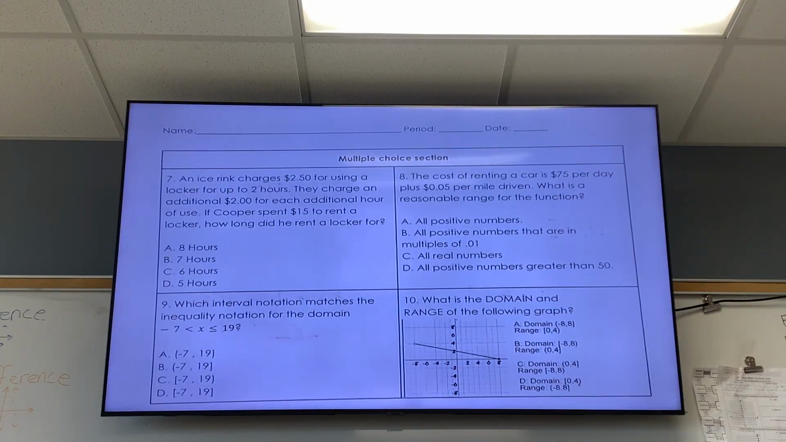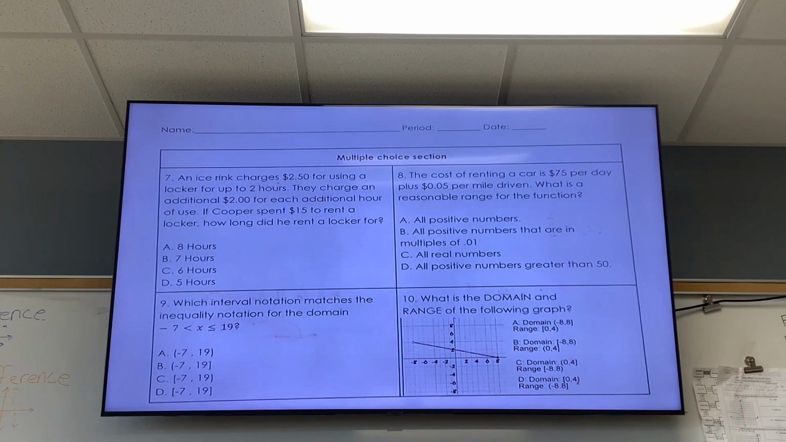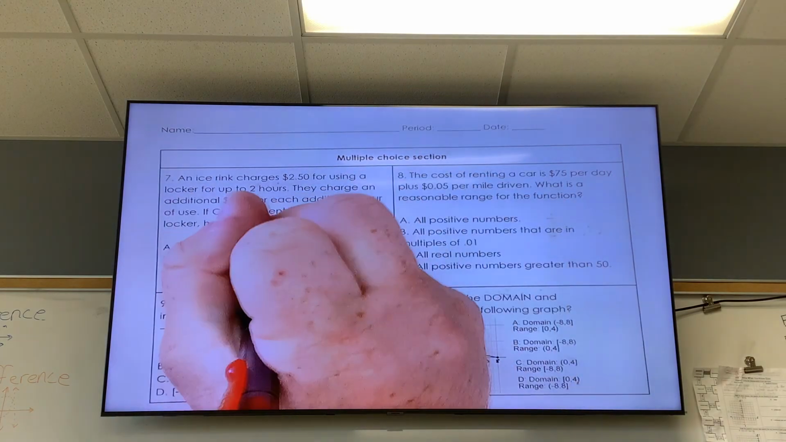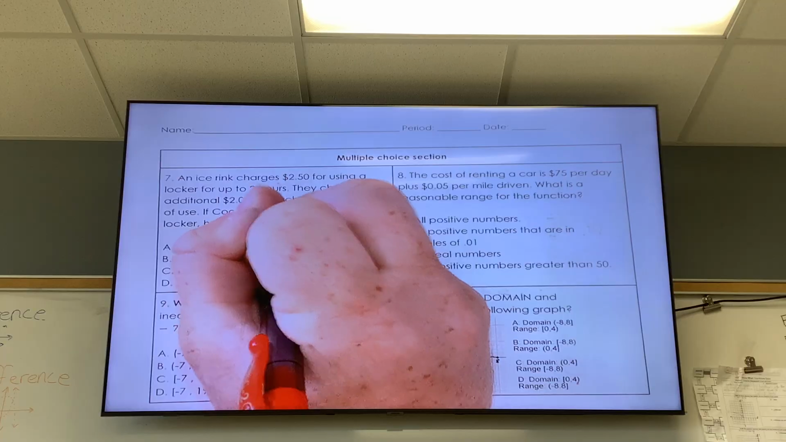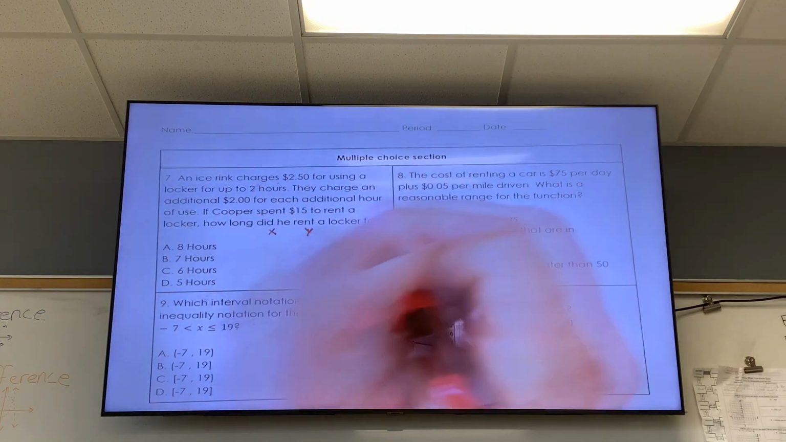Right, number 7 says an ice rink charges $250 for using a locker for up to 2 hours. They charge an additional 2 hours for each additional hour of use. If Cooper spent $15 to rent a locker, how long did he rent a locker for? Okay, so for this one, right, we can create a table. Right? For our x values and our y values.